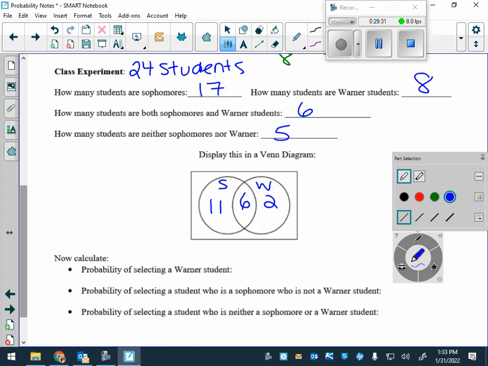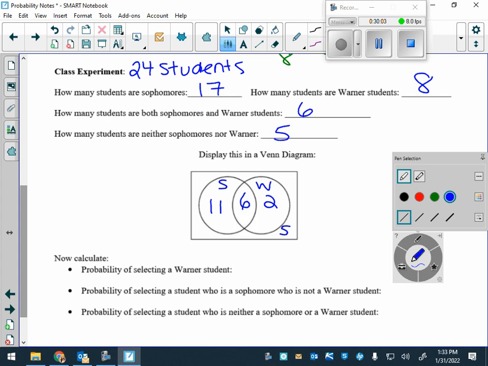Now, how many students are neither sophomores nor Warner House? Where would that go? Outside of the circle, but in the box. Now, before we put that there, let's add these up. 11 plus 6 is what? 17 plus 2? 19. And then if we add 5, what do we have? Does that represent everybody in class? Yes. So that's how you fill out a Venn diagram.